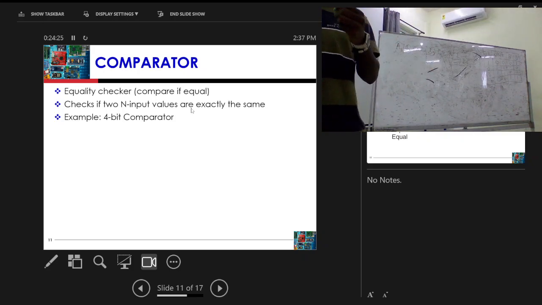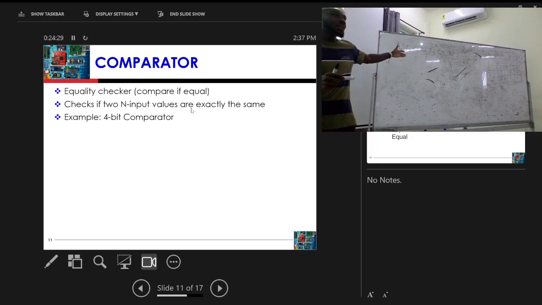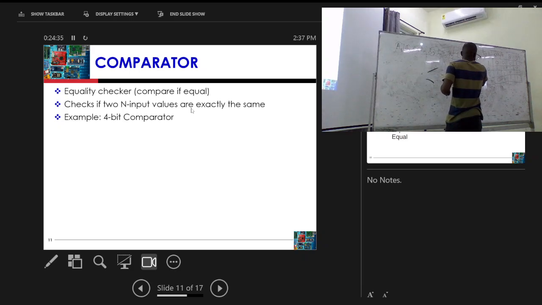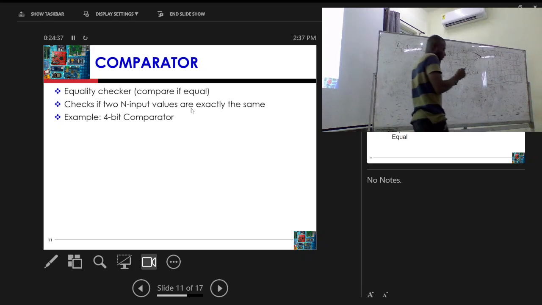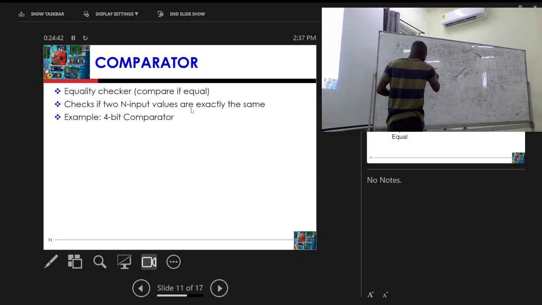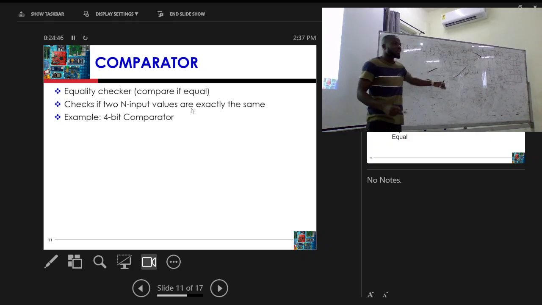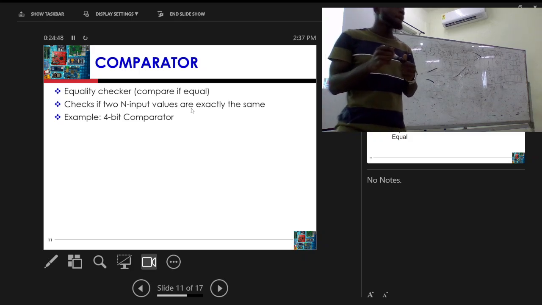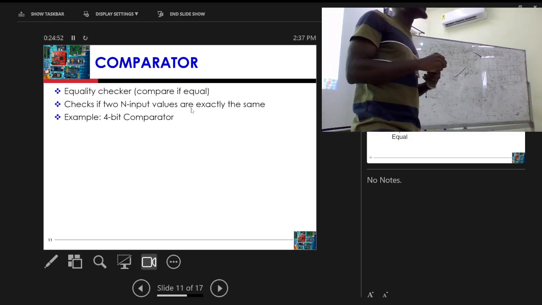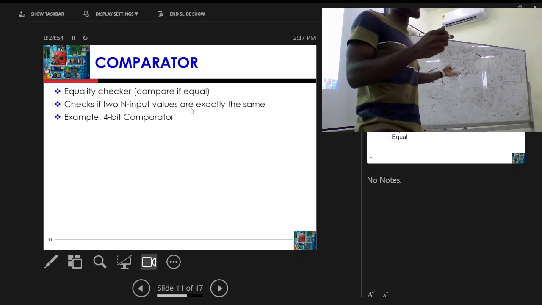So it means how many gates do I need? XNOR gates. Okay, so let's assume all the outputs are coming. What gate do I use to combine all of them?